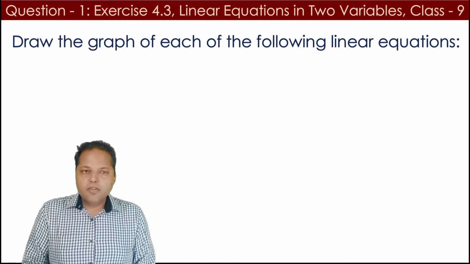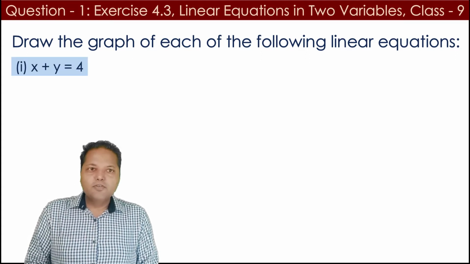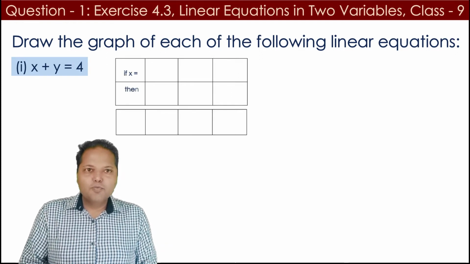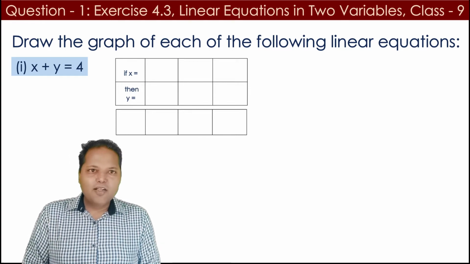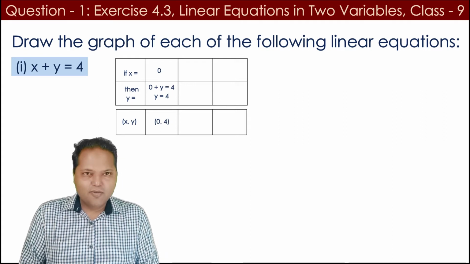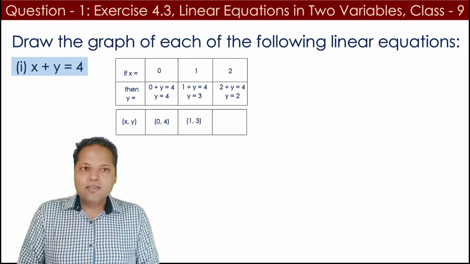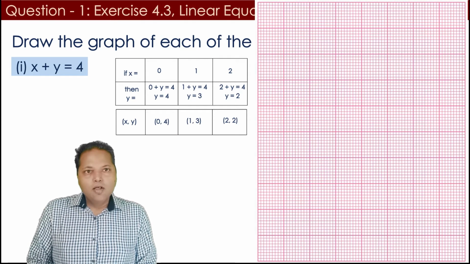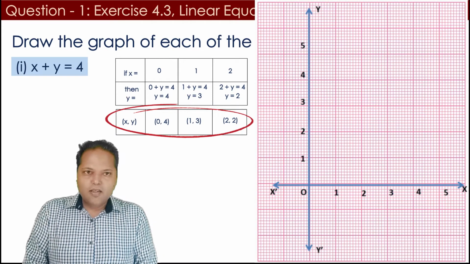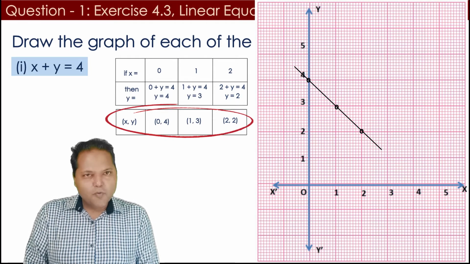Alright, so our first equation is x plus y is equal to 4 and we need to identify the three solutions of this particular equation, and to do that we'll assume the value of x as 0 and we'll find out the value of y, and the combination of these two will become the first solution of this particular equation. Similarly, we have also identified the second and the third solution. Now once we have these three solutions, we'll plot them onto the graph and then we will connect these dots with the straight line, and that's the graphical representation of the given equation.